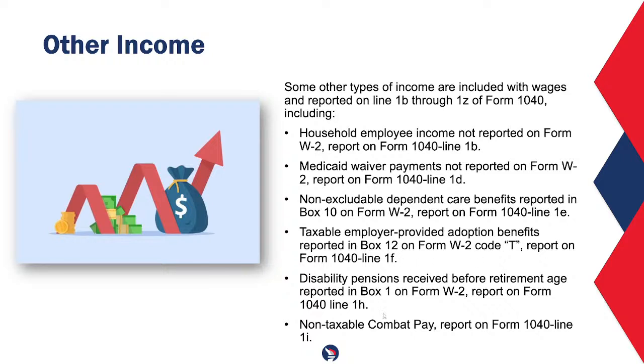Disability pensions received before the retirement age, reported in box 1 of a W-2, report on Form 1040, line 1h. Even though that's a disability pension, since I was getting it before I reached the minimum retirement age for my job, I actually get to report it as earned income. Pensions after that aren't earned income, but before retirement age are earned income. That can be important because it's going to make it eligible for earned income credit, whereas after retirement age, disability payments are other income or unearned income, and they don't help me qualify for earned income credit.